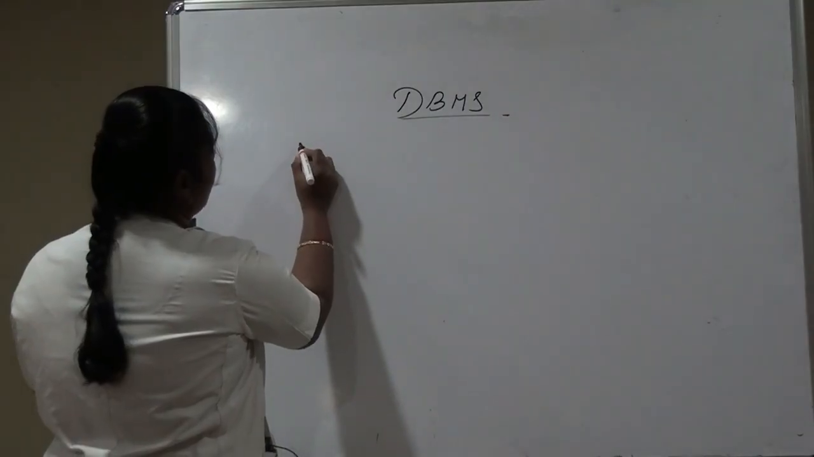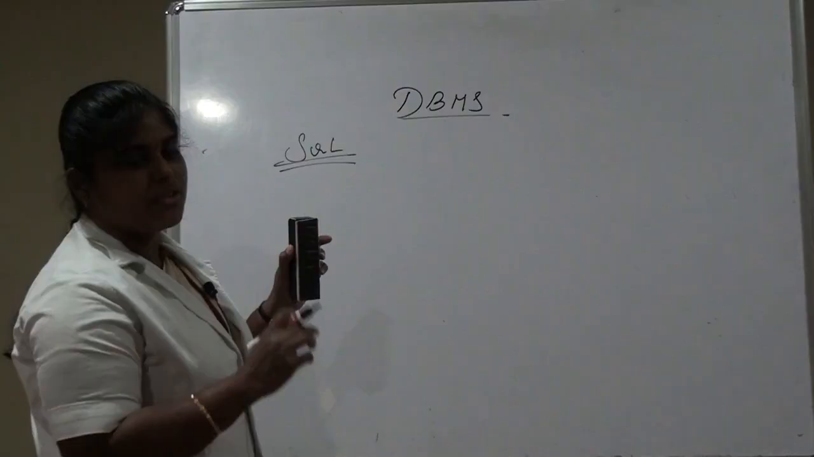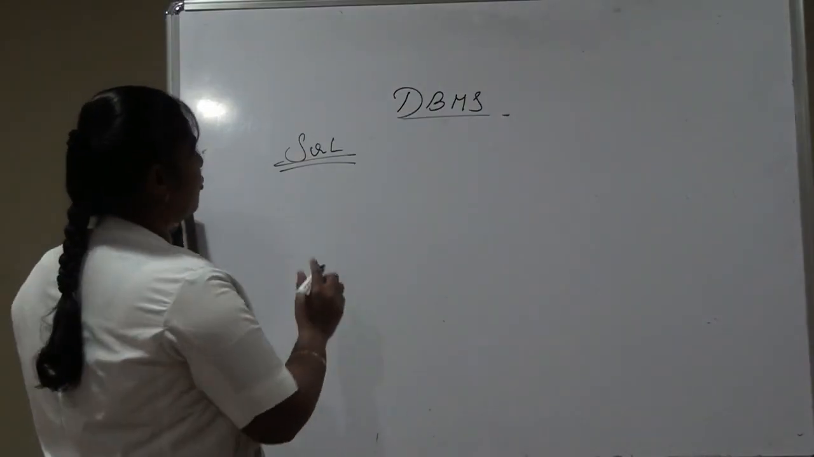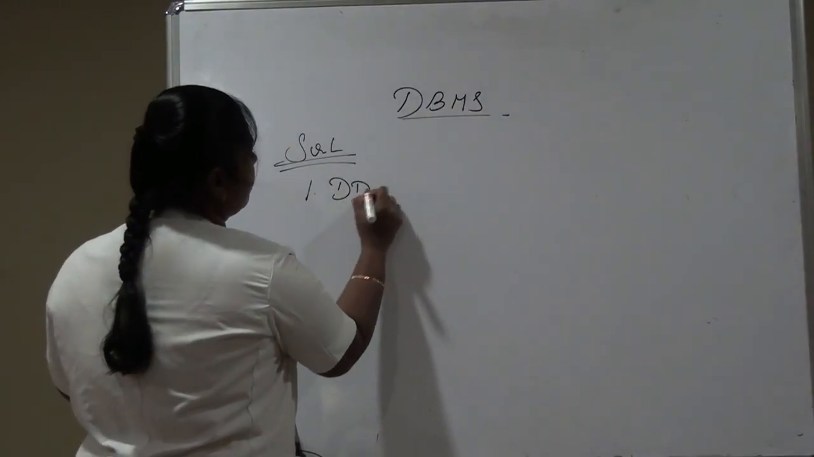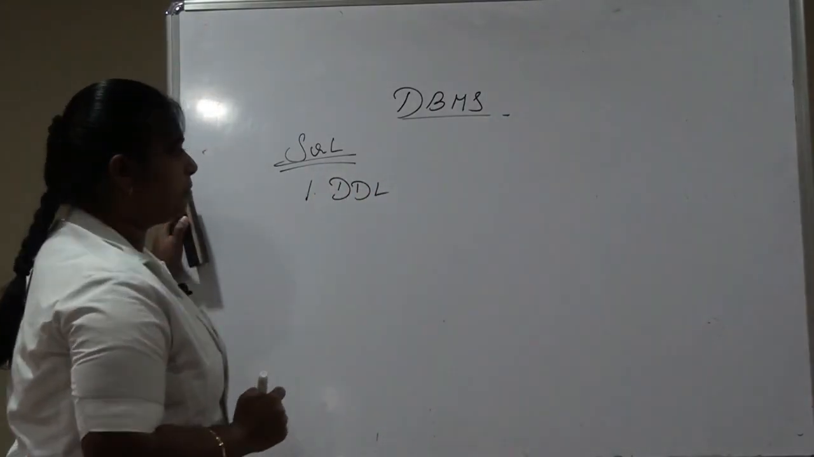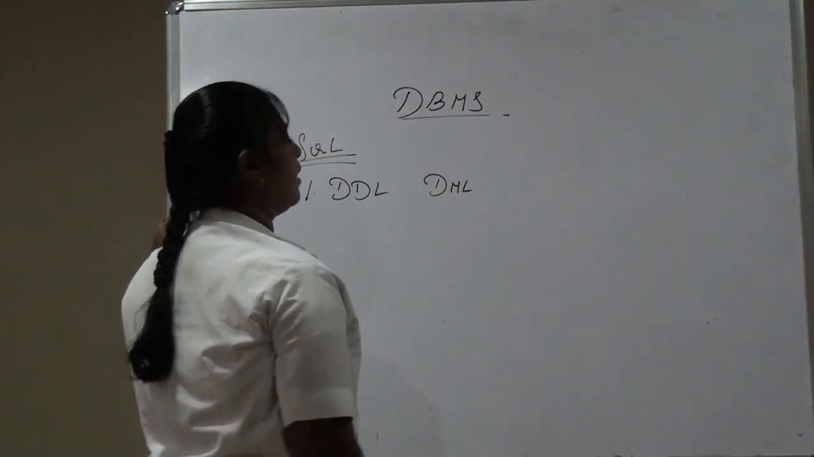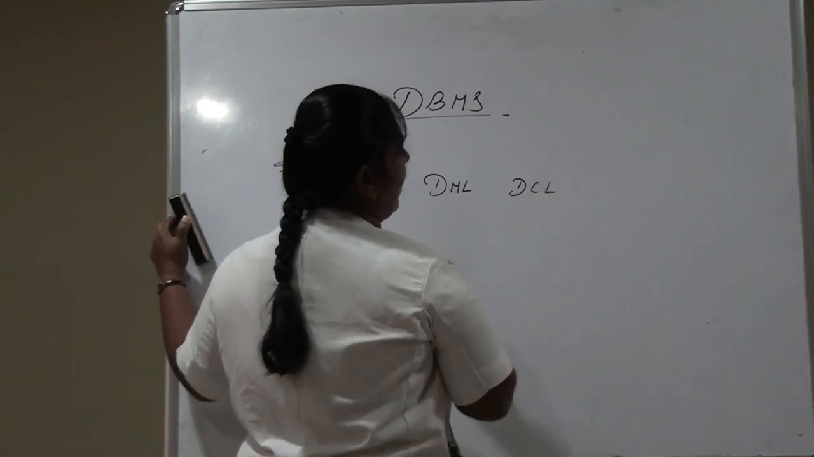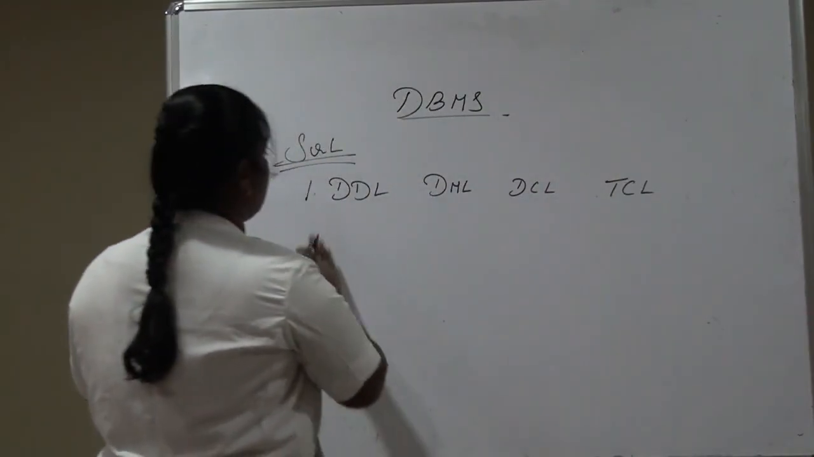Next, what do you mean by SQL? SQL is Structured Query Language. Here we always write queries. There are four varieties of queries. Number one, data definition language queries. Next, data manipulation language queries. Third, data control language. Fourth, transactional control language.